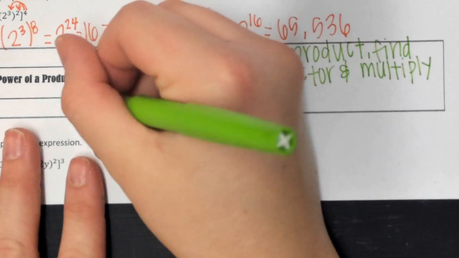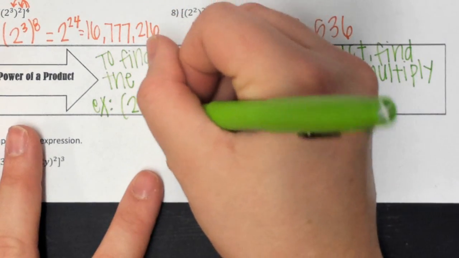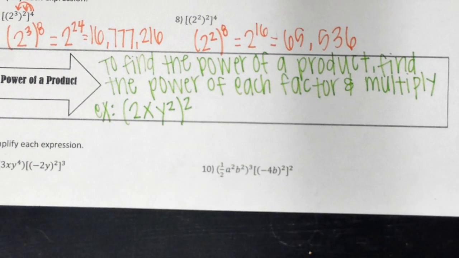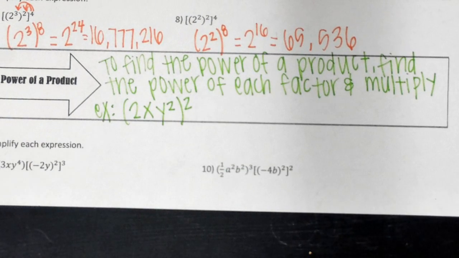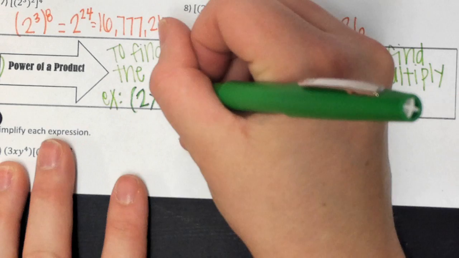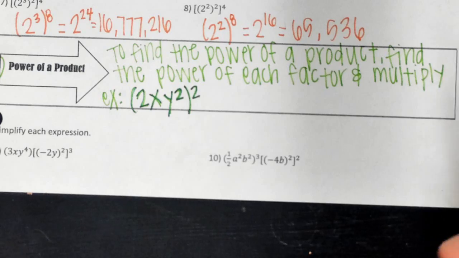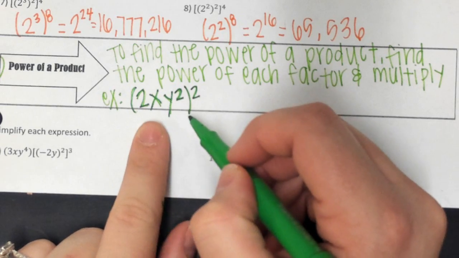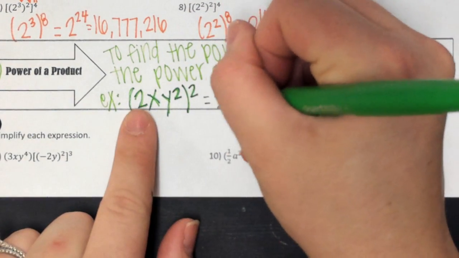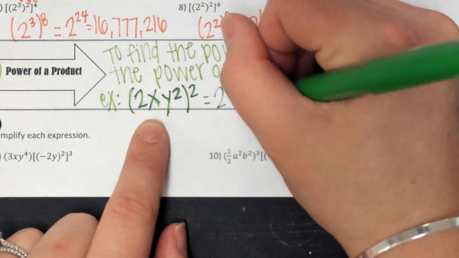Okay, for example, I have 2xy squared raised to the 2nd power. So everything inside these parentheses is raised to the 2nd power. So let's rewrite it. 2 is raised to the 2nd power.